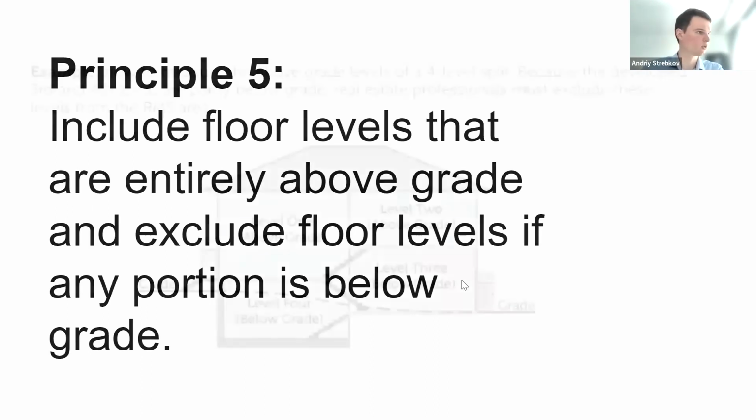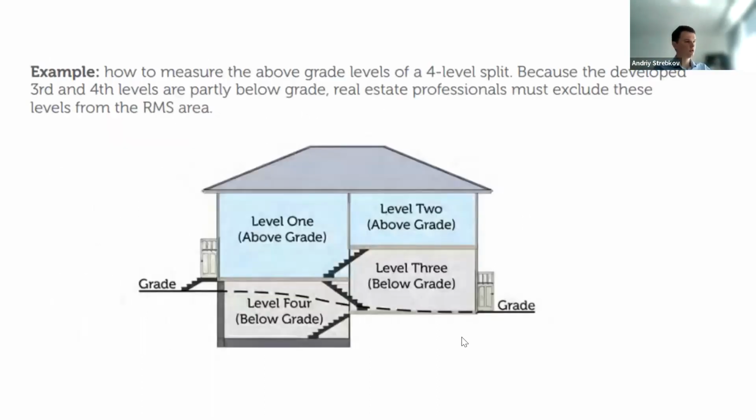Here is an example of what it looks like. We can see here the grade, which means the ground. We see that there is a slope. And obviously, most of level 4 is below grade, so it cannot be included. It's indicated in gray. But level 3, it's only a tiny piece of this level that is actually below grade. And still, because this portion of this level is below grade, you cannot include it in the total square footage.